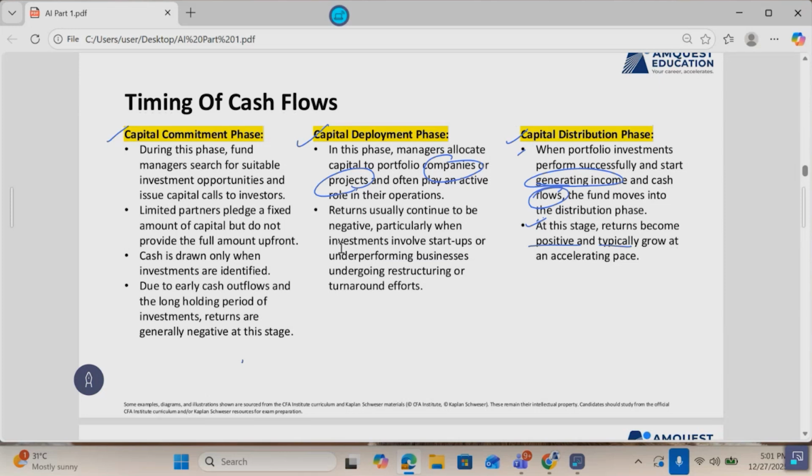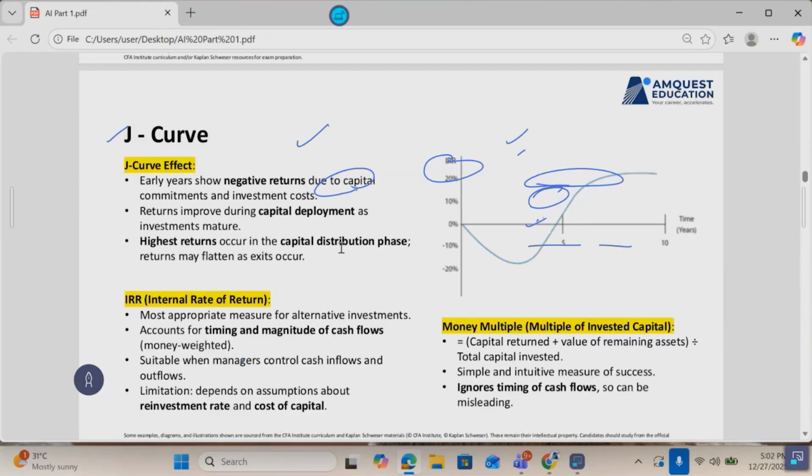So the first stage is commitment, where no cash has flown. Then you'll put in the cash outflows when needed. You'll deploy the money in the projects which are worth investing, and then you'll sit and watch them grow. Clear? So that's how the timing works. So those are some important, interesting concepts.